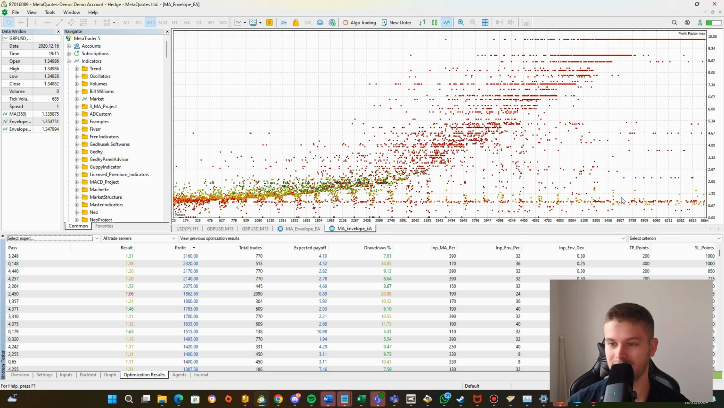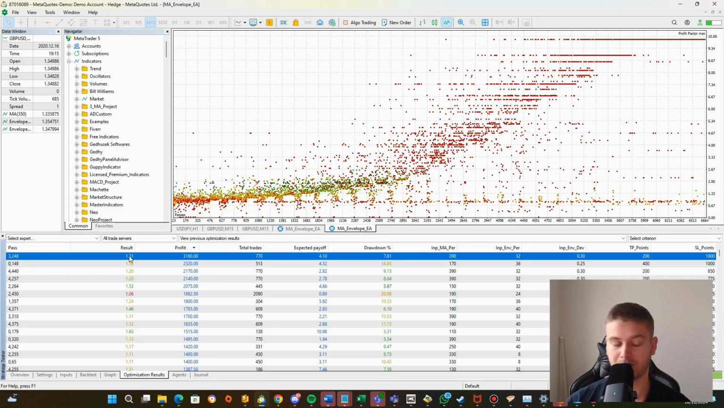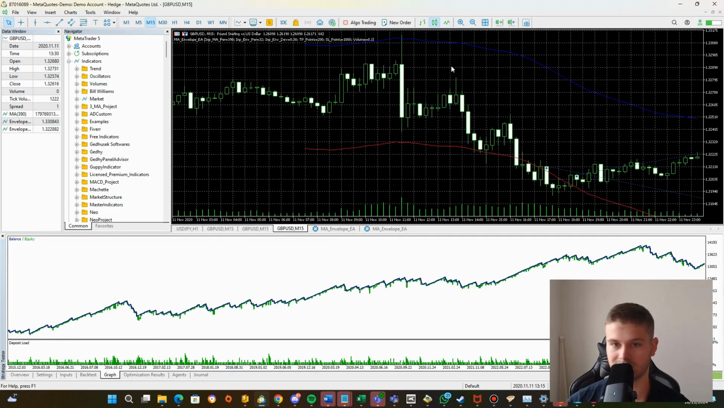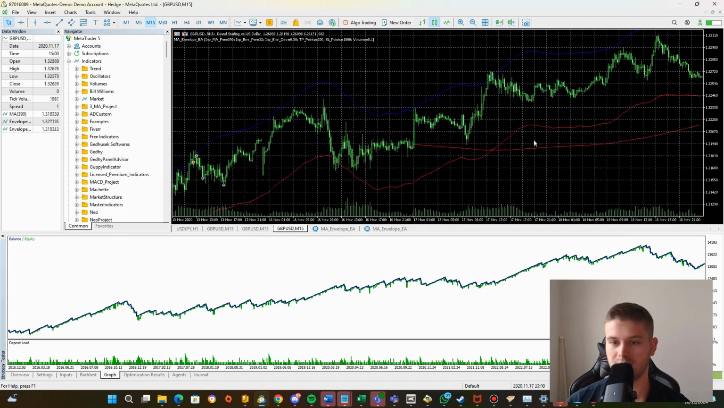So now, as you can see, we started to get worse results with the settings, so I stopped the backtest. Let's check it. The most profitable setting is this one: profit factor of 1.3, total trades 770, low drawdown, expected payoff pretty nice. So let's check it, and this is how it looks. Yeah, this is not bad.